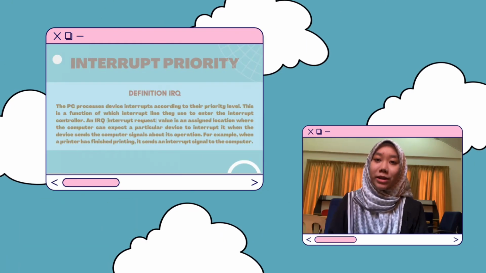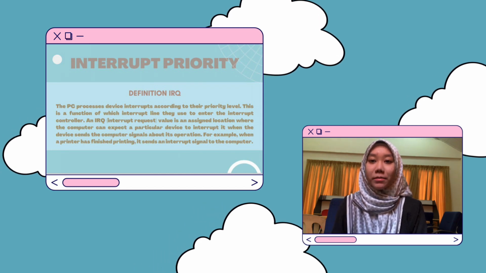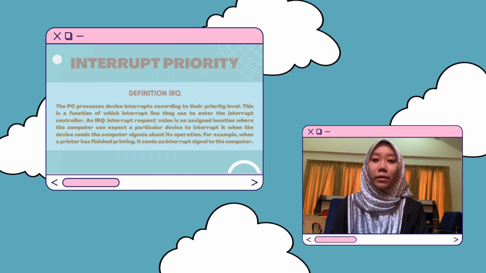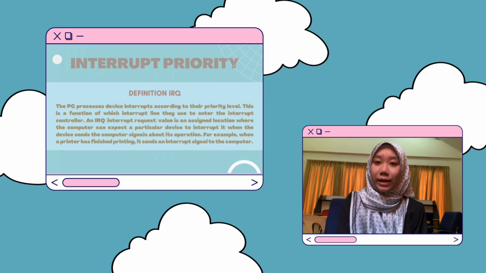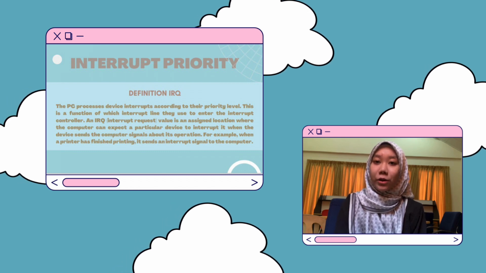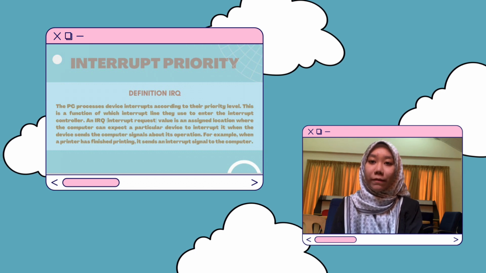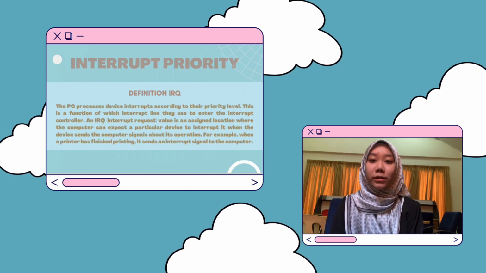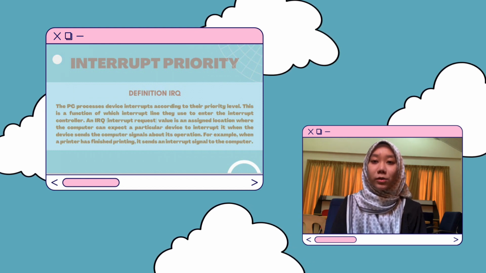Next, the definition of interrupt priority. The PC processes device interrupts according to their priority level. This is a function of which interrupt line they use to enter the interrupt controller. An interrupt request value is an assigned location where the computer can expect a particular device to interrupt it when the device sends the computer signals about its operation. For example, when a printer has finished printing, it sends an interrupt signal to the computer.